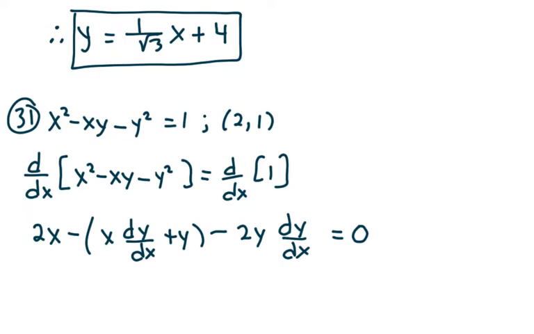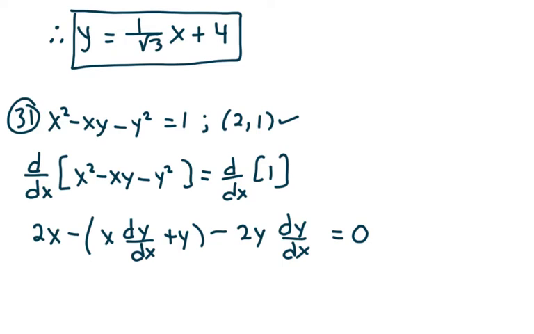On problem 30, we have x squared minus xy minus y squared equals 1. The ordered pair here is 2, 1, and we want the equation of the tangent line. Differentiate both sides with respect to x. And so we're taking the derivative of x squared minus xy minus y squared with respect to x and setting it equal to the derivative of 1 with respect to x.